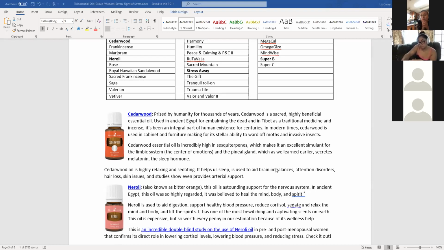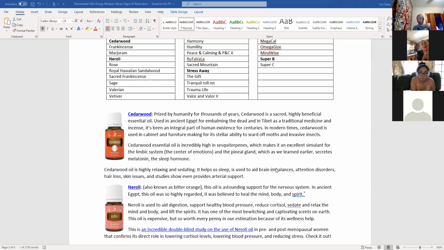Very affordable, less than 15. Yep. Thank you. So it was used in ancient Egypt for embalming the dead. And in Tibet, it's been a traditional medicine for a lot of different ailments. And it's also used as incense over there. But it's an integral part of human existence, and it's been that way for centuries.